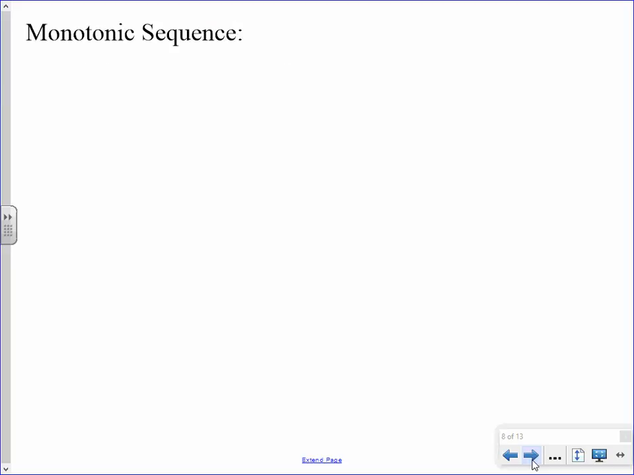Monotonic. Anybody remember what monotonic is? One tone. A sequence of only a single number? No, that would not be possible, because a sequence has a domain of all positive integers. A sequence is monotonic if it is non-decreasing or non-increasing.